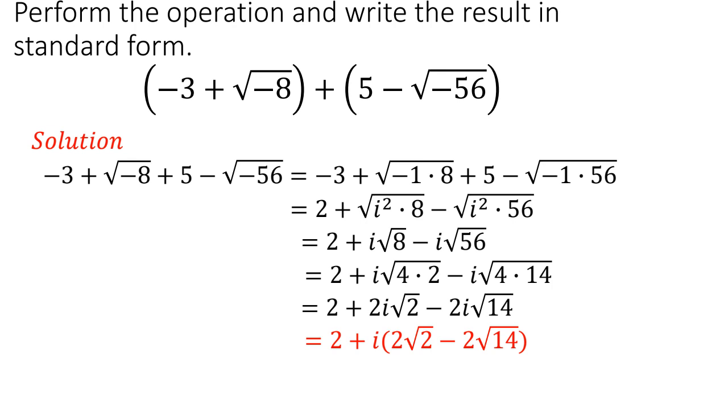My real part is 2, and my imaginary part is this value here, 2 square roots of 2 minus 2 square roots of 14. Now, I want to point out another thing. On the computer and sometimes in the examples, you're going to see that they move the i to the front of the radical.